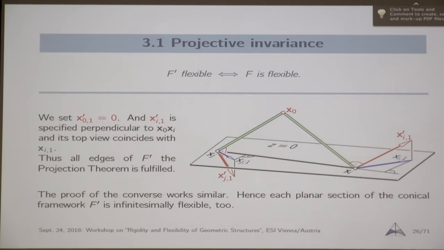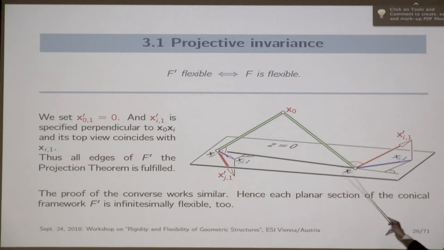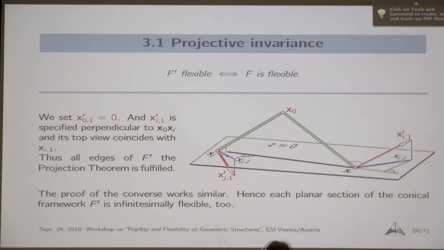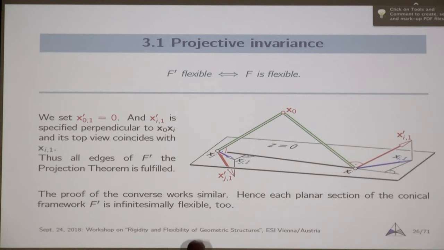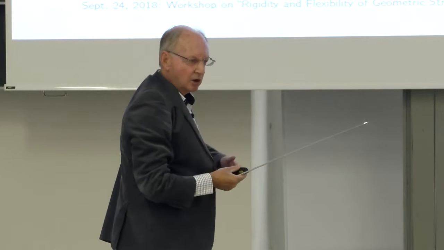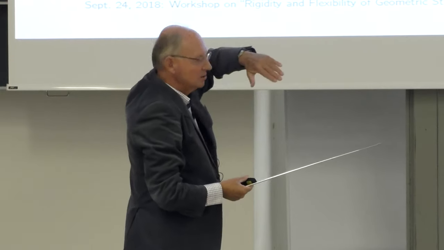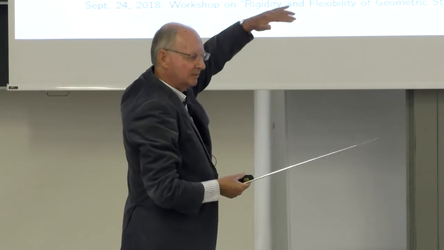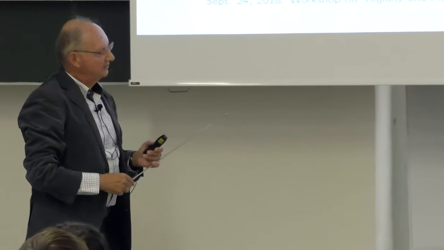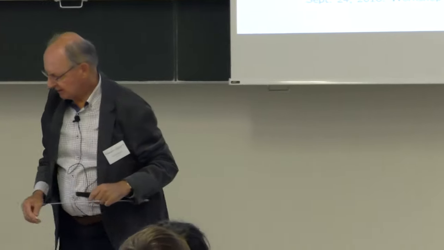And now think we just cut this spatial version, which has a sort of conical shape. We cut this with another plane. We get a collinear figure, and due to this theorem, we can say also any other section of this infinitesimally flexible cone gives an infinitesimally flexible structure.